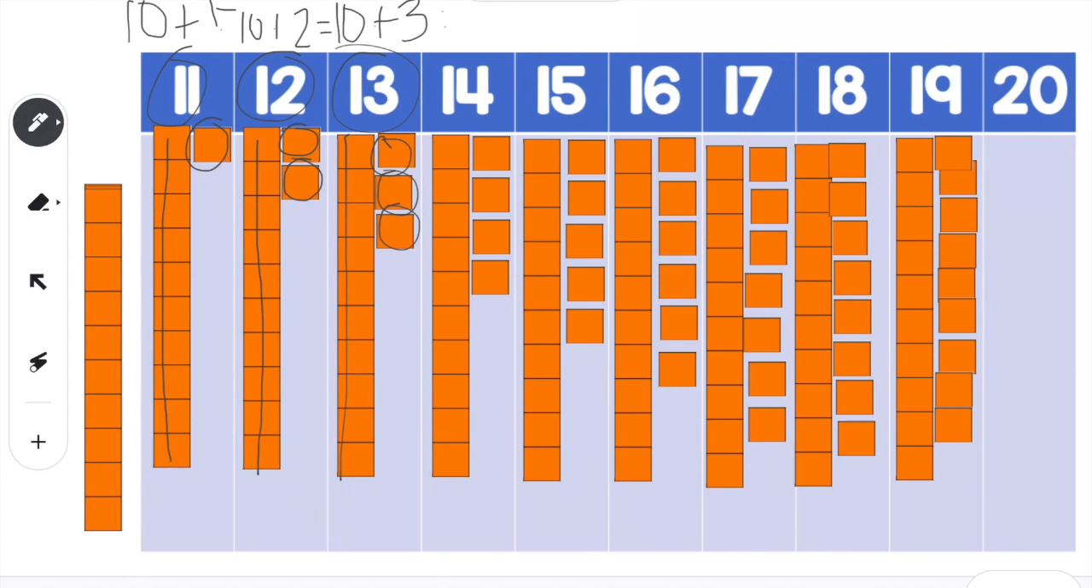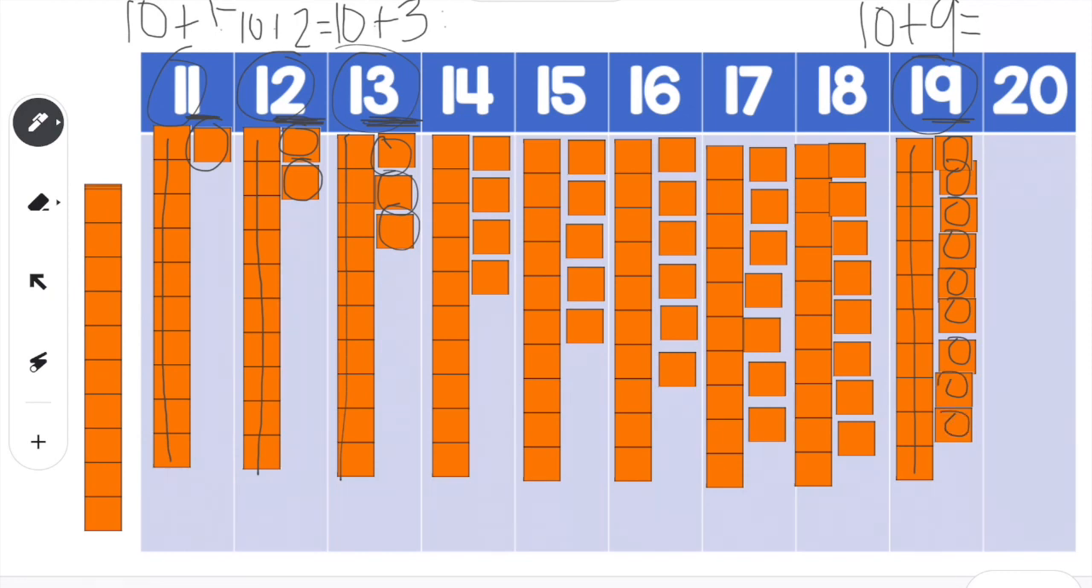Now, here's a trick question for you. What makes 19? 10 plus what number? If 10 plus 1 makes 11, 10 plus 2 makes 12, 10 plus 3 makes 13, what does 10 plus what equal 19? Did you say 9? Because if you did, you're right. 10 plus 9 equals 19. We have a 10 group and we have 1, 2, 3, 4, 5, 6, 7, 8, 9 ones. 10 plus 9 equals 19.